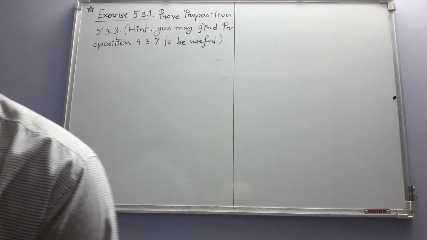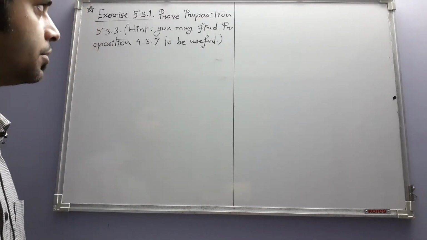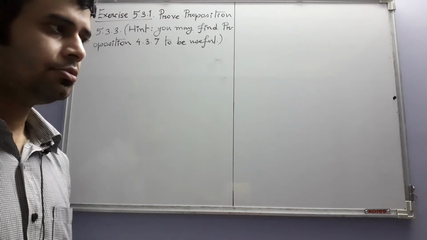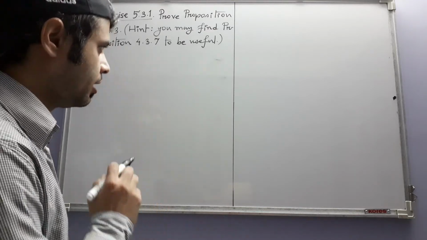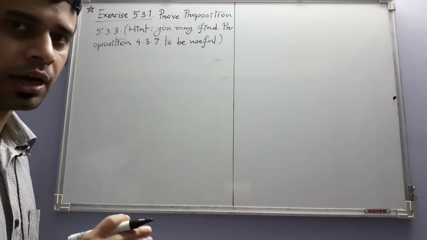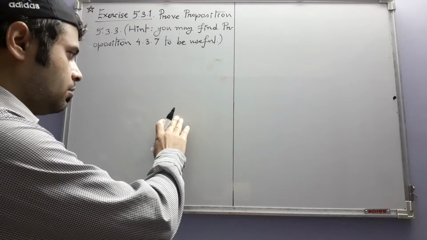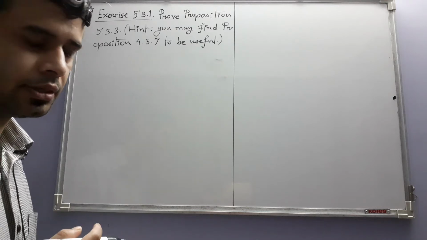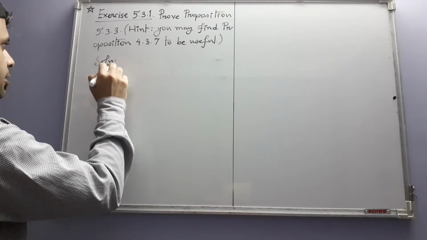Okay, so let us now start the exercise set at the end of section 5.3. In the first one we have to prove proposition 5.3.3, which if you recall is the proposition that tells us that the relation of two sequences of rational numbers being equivalent is an equivalence relation. That is, we have to show that it's reflexive, symmetric and transitive. So let us start the solution.